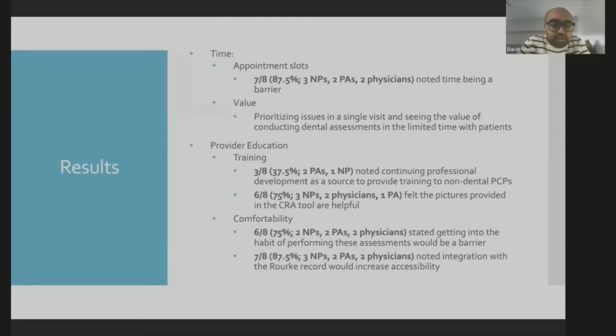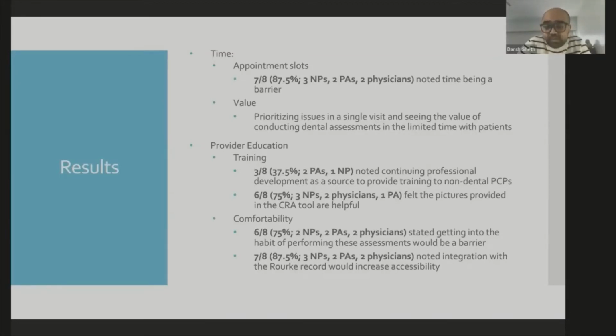Now, when looking at provider education, training was cited as one big barrier as well. 3 out of 8 participants noted that continuing professional development can be a source to provide training to non-dental primary care providers. As far as all participants were aware, none of them had specific oral health training other than maybe one lecture focusing on what teeth are. So developing that training was cited as a barrier, and they suggested continuing medical education or continuing professional development to get the training to actually use this Caries risk assessment tool in practice.